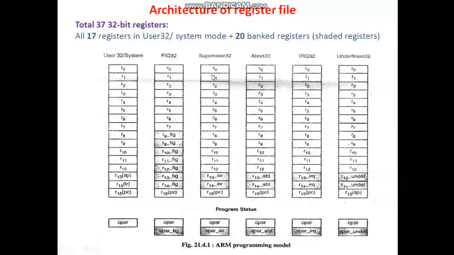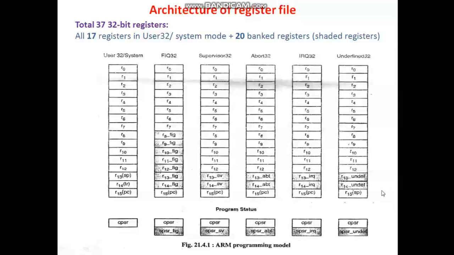Similarly, in every mode the registers which are visible are shown here. You can see that in all the remaining modes, supervisor, abort, IRQ and undefined mode, R0 to R12 are available as before. R13 and R14 are simply replaced by a new pair of registers in every mode. Additionally, this is the additional register which is made available, and this is how the different registers are visible in the different modes.